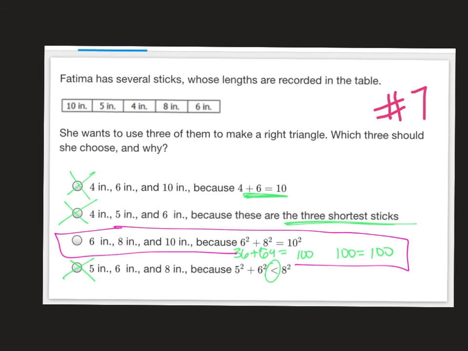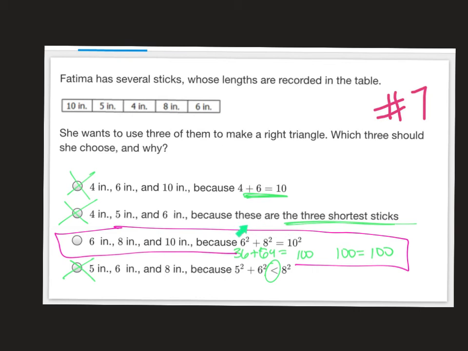All right, on this one, they said they have several different lengths of sticks. She wants to use 3 of them to make a right triangle. Which should she choose and why? When we were going over this in class, we looked at these explanations, I told them, because the explanations themselves kind of point out what the answer is. Because you can't just add the 2 lengths together and see if they equal the other one. Remember, we have to square them.